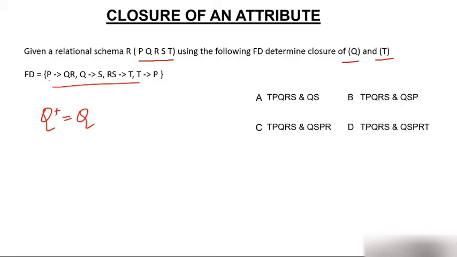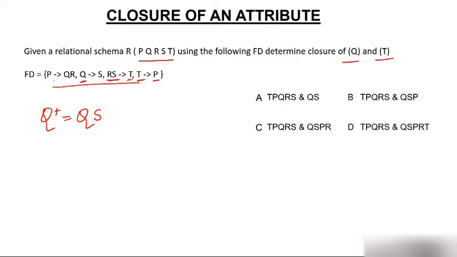Now start with this functional dependency. P. Is P over here? No. So I cannot determine QR. Is Q over here? Yes, Q is there. I can determine S. So I'm writing S over here. Is RS over here? Only S I have. No RS. So I cannot determine T. Is T over here? No, I don't have T. So I cannot determine P.